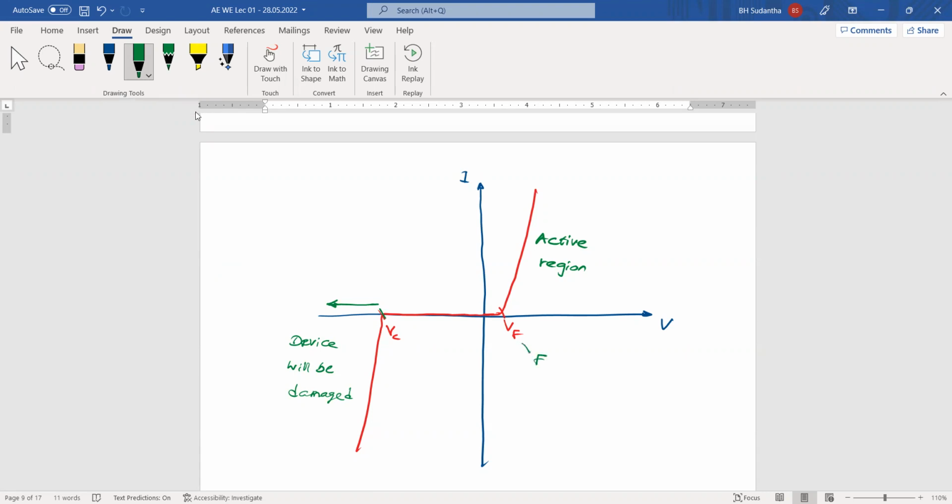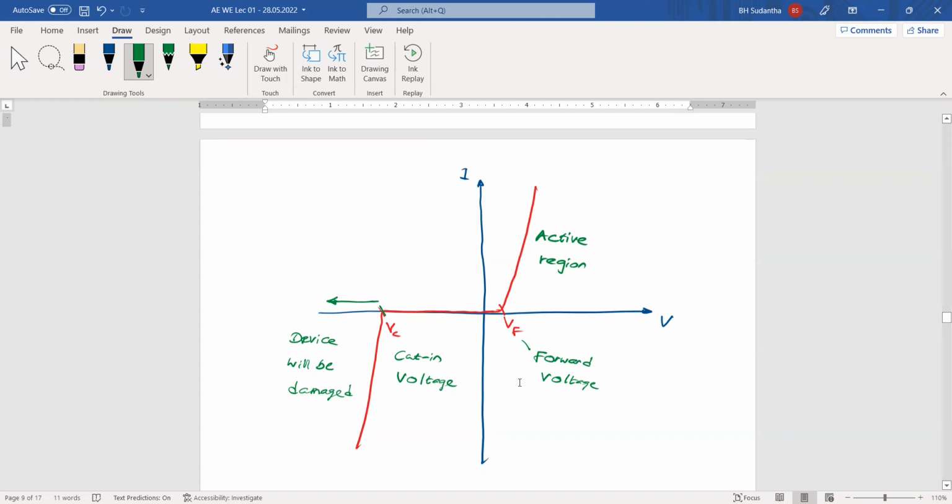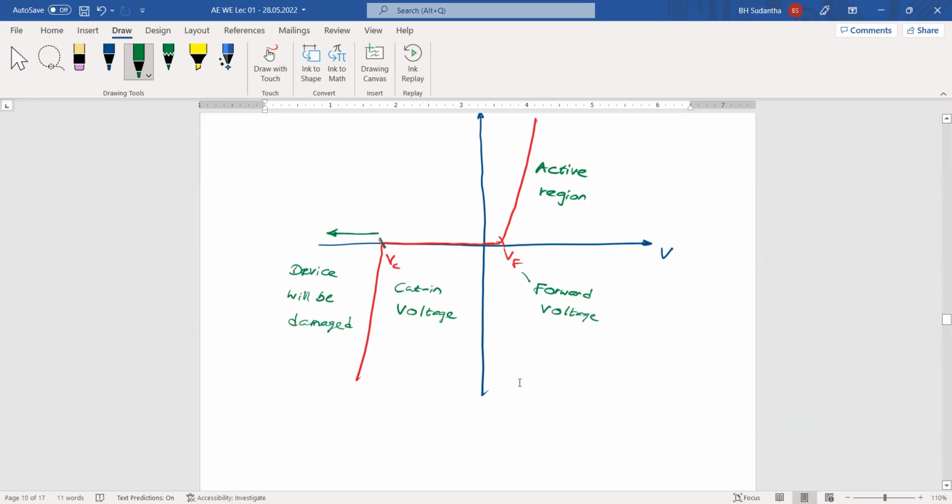And this is the forward voltage. This is the cut-in voltage. Beyond this cut-in voltage, the diode will not come back to its normal stage. It will be damaged. Okay, you know that here this VF is 0.7 volts for silicon and 0.3 volts for germanium.